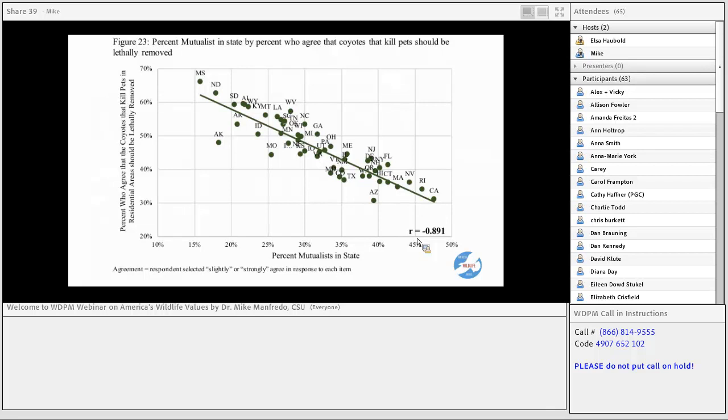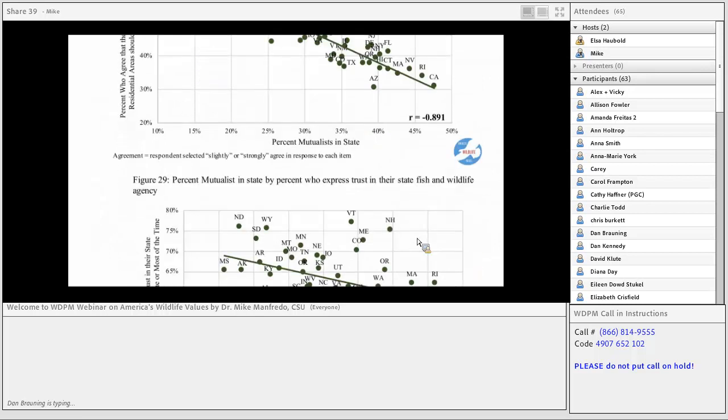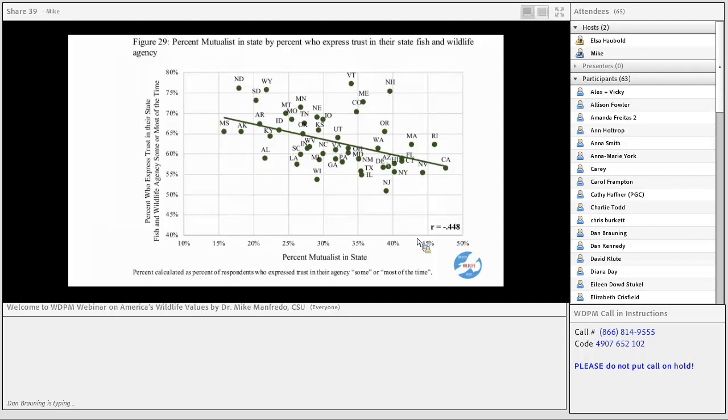And I just have to point out that rarely do we find results as perfect and tightly aligned as this graph shows. You can see really clearly on the left-hand side, Mississippi and North Dakota, for example, are very supportive of killing a coyote that kills a pet. Just the opposite as you look at the far right-hand side of the curve, with Nevada, Rhode Island, and California. So it's pretty clear that the percent mutualists in the state, as an indicator of culture shift, suggests a really important impact on how people respond to wildlife issues.